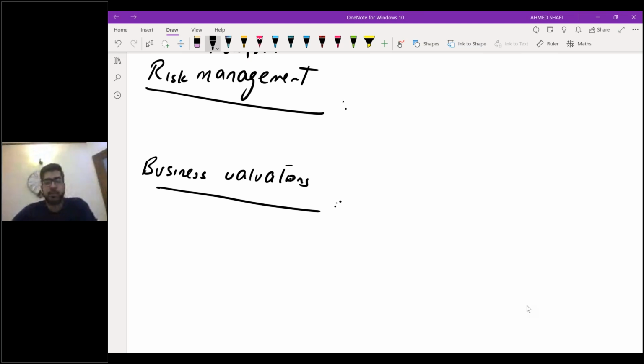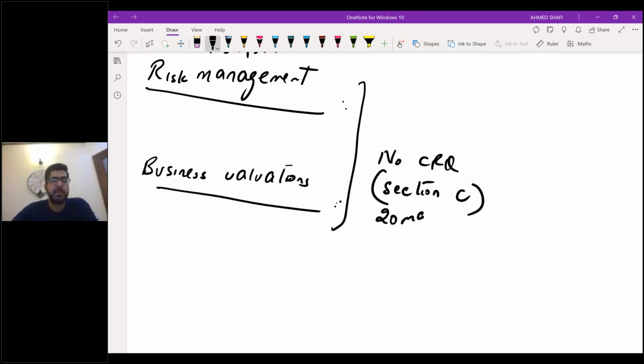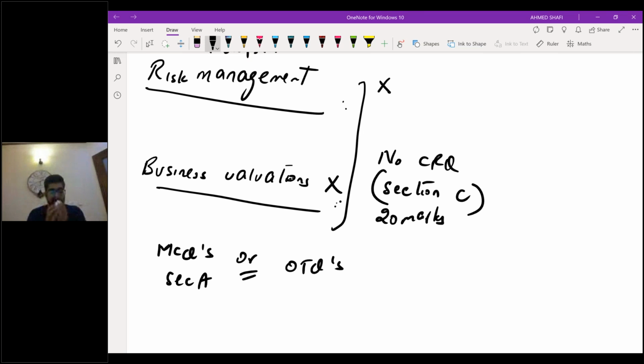And as you all know, when we talk about risk management and business valuation, there can be no CRQ. CRQ means constructive response question of section C worth 20 marks, which is not possible either from risk management or from business valuation. You can only face MCQs or OTQs, that means section A questions or section B questions from each of them.